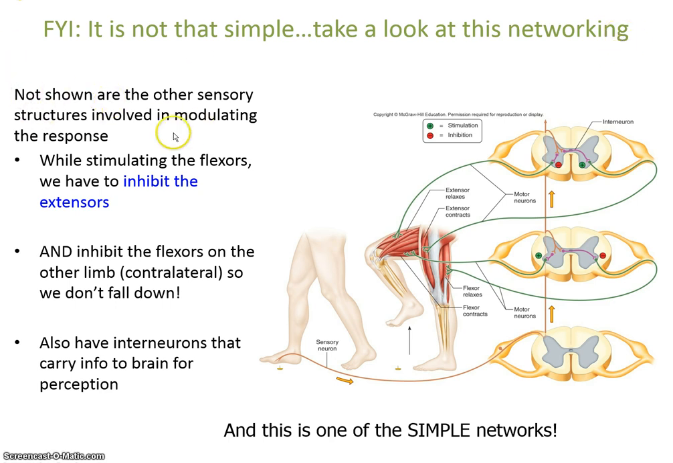The other sensory structures involved in modulating this response are just not even shown here, but you can already see there's a lot more connections than what we saw in the last slide. So while stimulating those flexors, and here we have a flexion occurring from the hamstrings as you stepped on something.